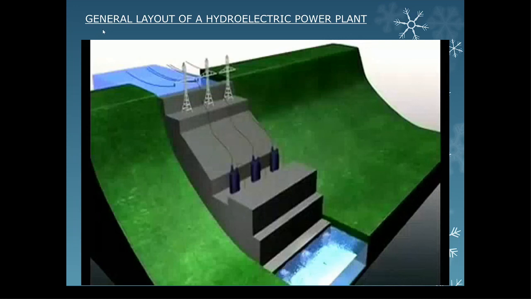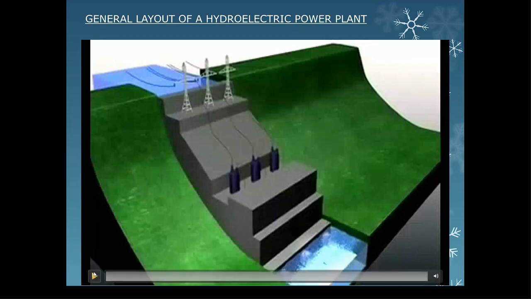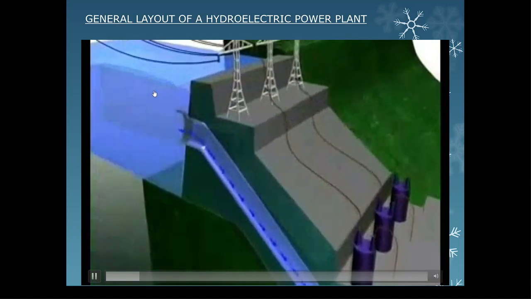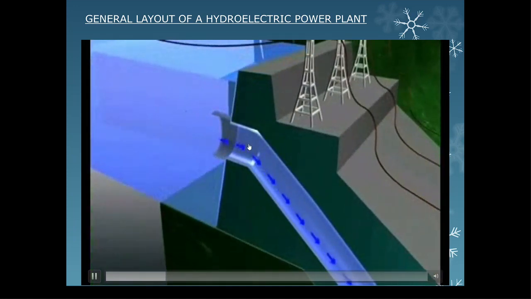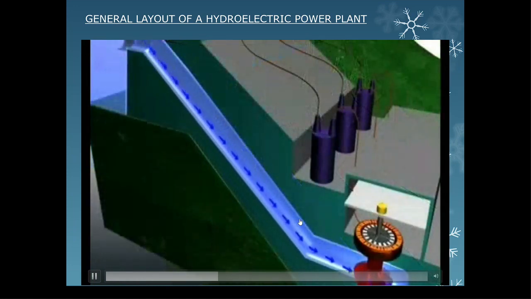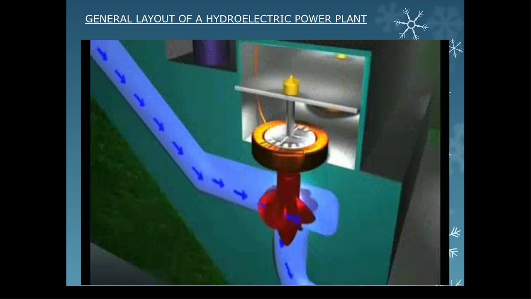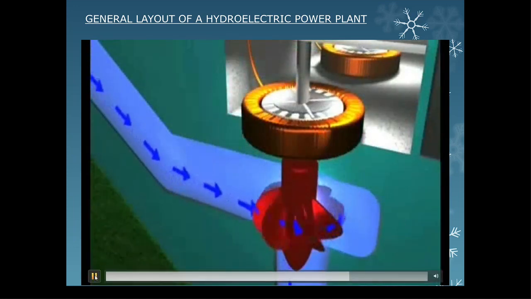Next we can see the general layout of a hydroelectric power plant. In this video you can see how the water is stored in the dam and then allowed to flow through a pipe. This pipe is known as a penstock. This penstock carries the water down to the turbine, and the water moves the wheels of the turbine, which is at the lower level. So it is making the turbine move.